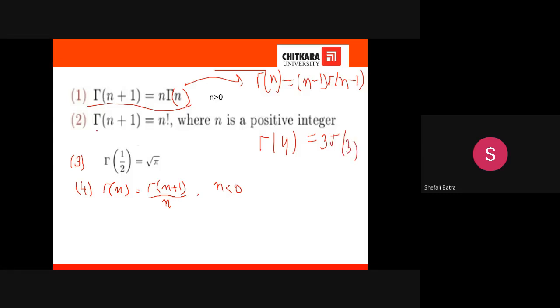Right? Gamma n plus 1 is equal to n factorial. Gamma half is equal to under root pi. You need to remember these values, beta. And if n is negative, then you will be using the formula in this way. Gamma n is equal to gamma n plus 1 divided by n. We will rewrite it. Gamma n is equal to gamma n plus 1 divided by n.